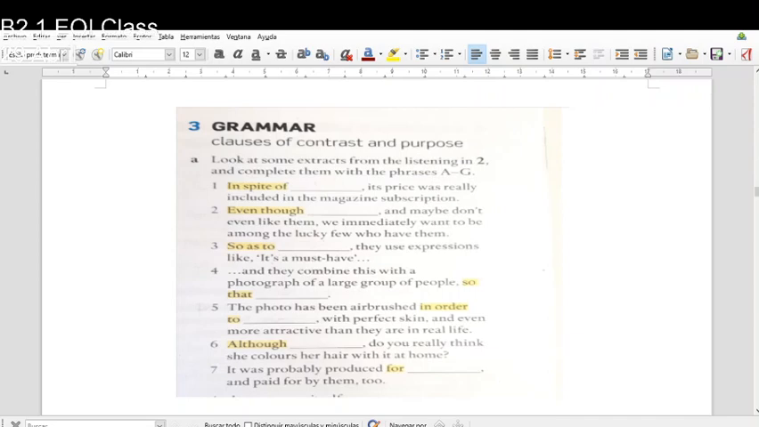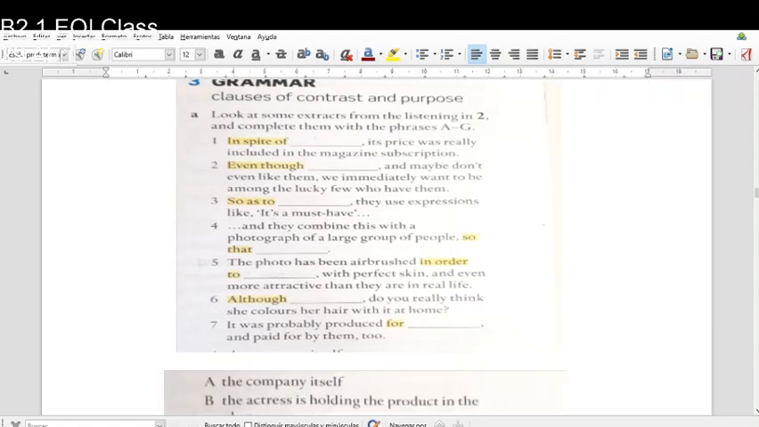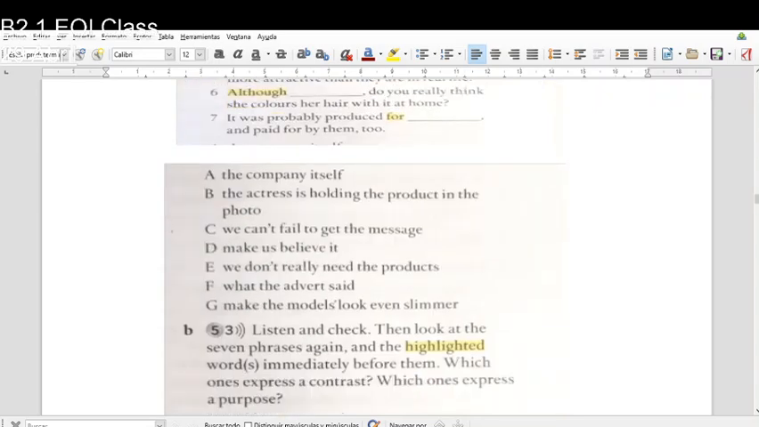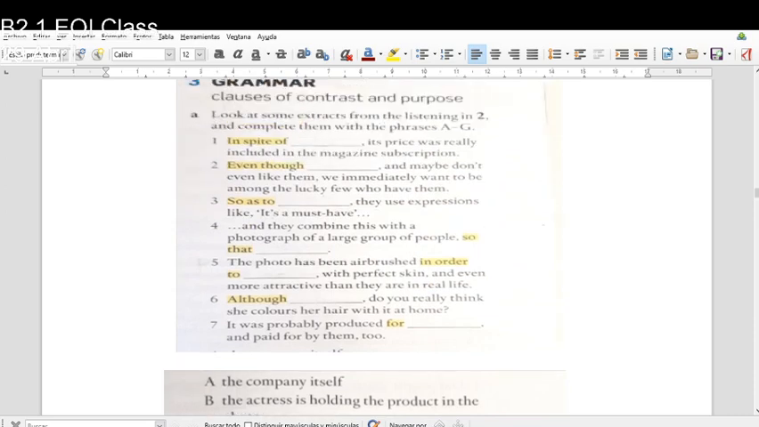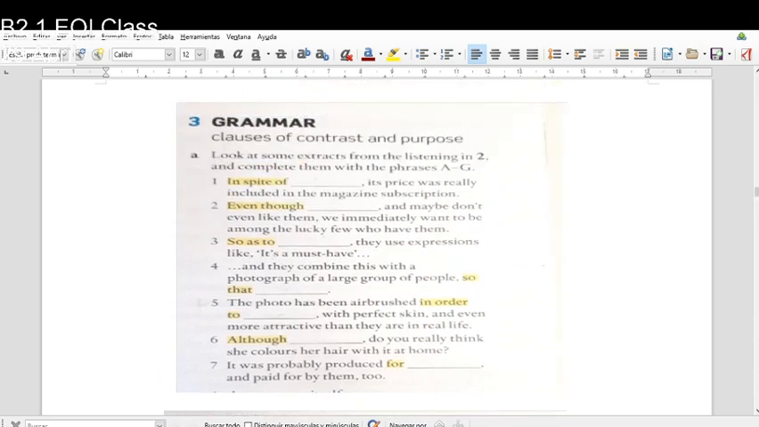It says, look at some extracts from the listening and complete them with the phrases A to G. We are on page 85, free grammar. I'm going to read aloud and you have to match these sentences that appeared in the listening with these sentences. And what is highlighted? Highlighted are the connectors used to express contrast and purpose. These are the linkings you will need to express contrast or purpose.